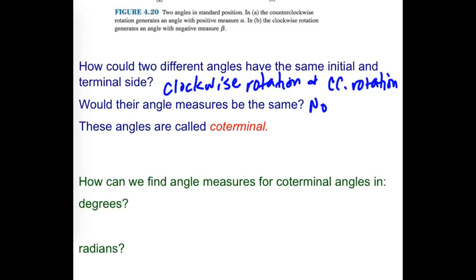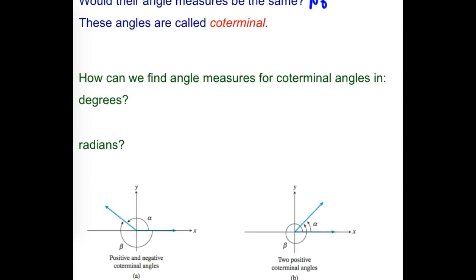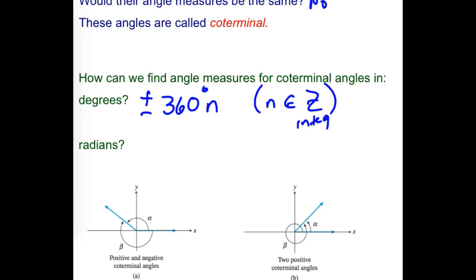Okay. So how did we come up with coterminal angles if we were measuring them in degrees? Okay. So plus or minus 360n. Where n is an integer. Remember that notation? n is an element of the integers. Because we can add and subtract 360 a whole bunch of times, right? We're still going to land and get a coterminal angle.